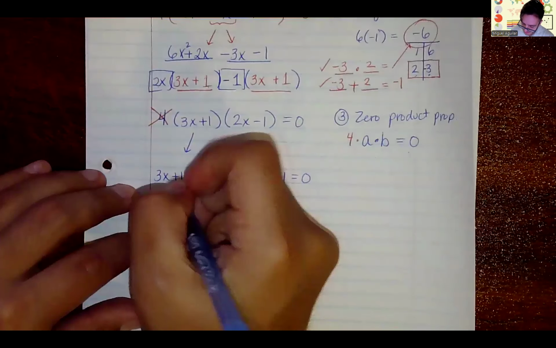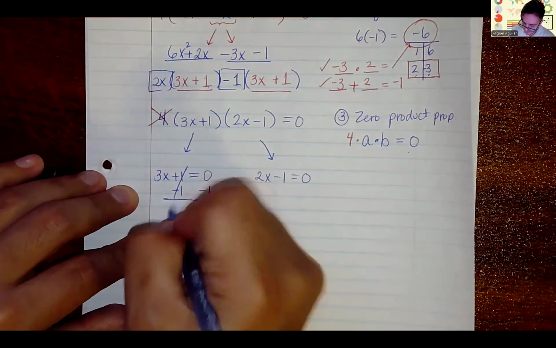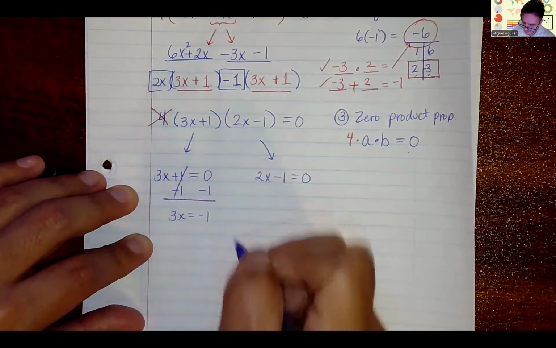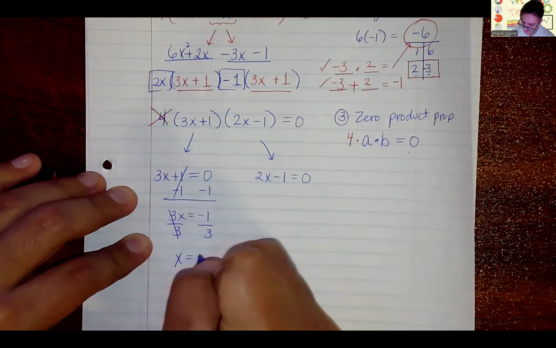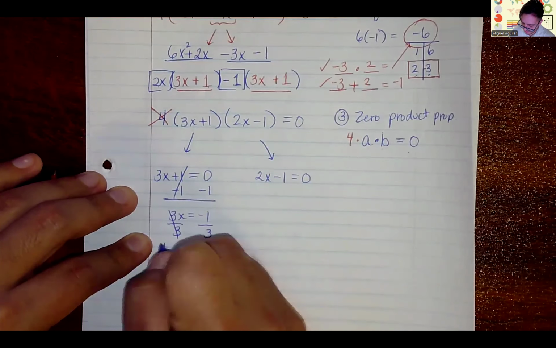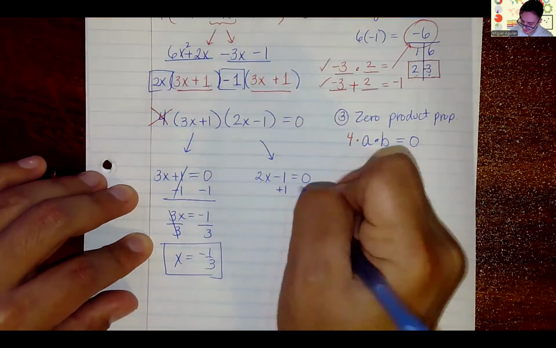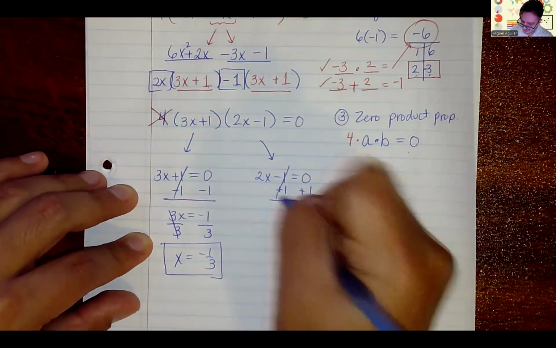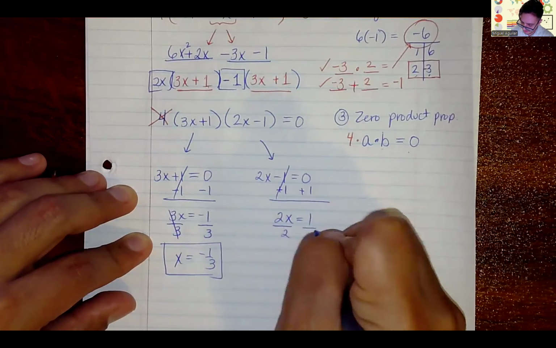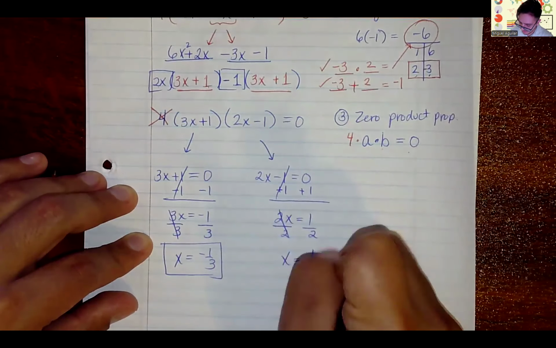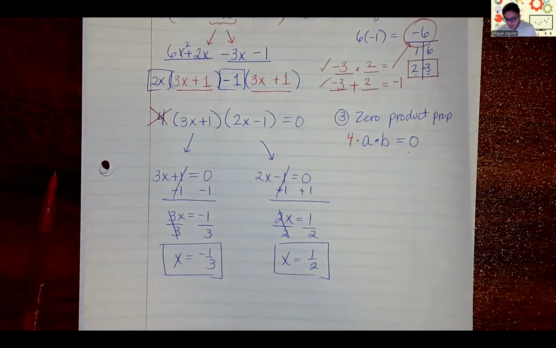So we'll subtract 1 over here to cancel that out. Now we have 3x is equal to negative 1. Divide by 3, and we finish the job. X is equal to negative 1/3. That's going to be your first solution. Then we could add 1 over here, cancel out that negative 1. We'll have 2x is equal to positive 1, then divide by 2, and x is equal to 1/2. Okay? So we have our two solutions.